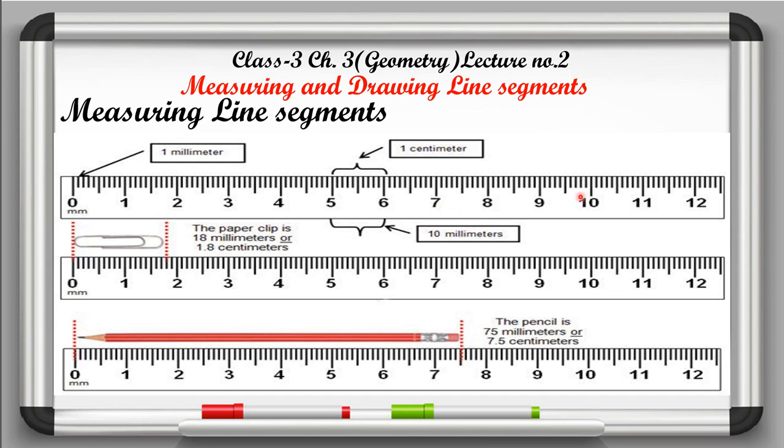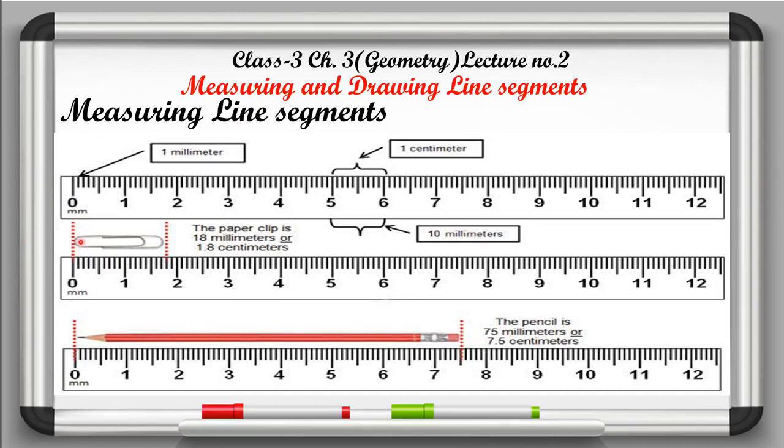Here you can see we have scales. Here beta, this is 0, and 1, 2, 3, 4, 5, 6, 7, 8, 9, 10, 11 and 12. These are centimeters. And beta, these small points are the millimeters. In 1 centimeter, there are 10 millimeters. You can see 5 to 6 means this is 1 centimeter, and this 1 centimeter is equal to 10 millimeters.